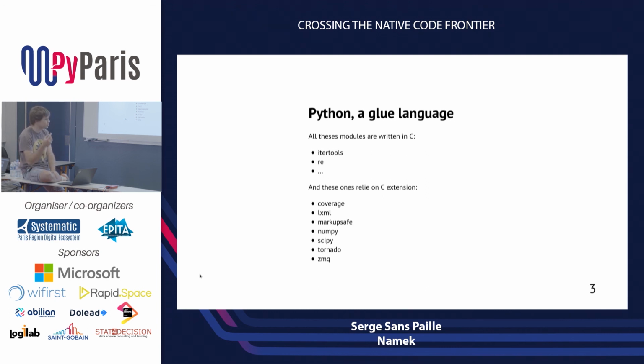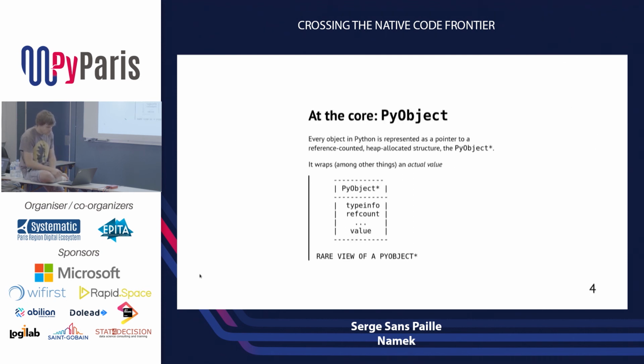But remember, there are always two worlds. There is a native world and the interpreted world. And at the core, there is this PyObject. A PyObject is just a piece of data managed by the interpreter that encapsulates whatever you want. So when you manipulate a string, an int, a list, any object in Python is a PyObject internally. It's just a pointer to some memory, which itself contains pointers to other places in memory. So you've got a PyType, you've got the reference counting, and you get, in the end, the actual wrapped object.